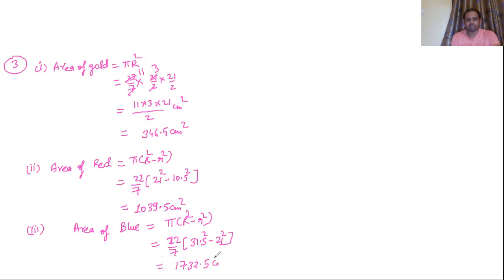1732.5 centimeters square. Now, next part, that is the fourth one, area of black.